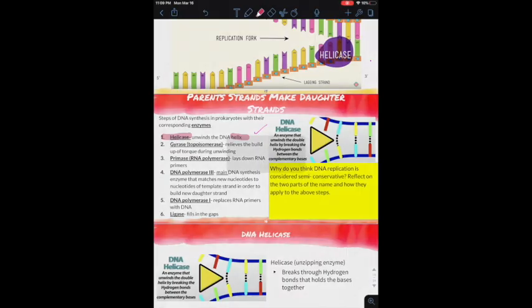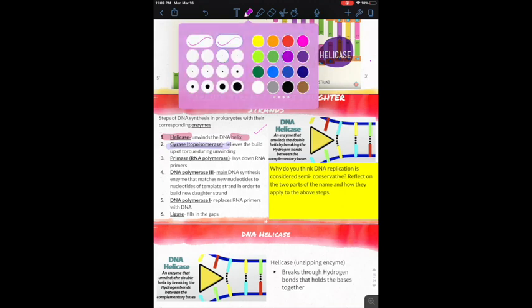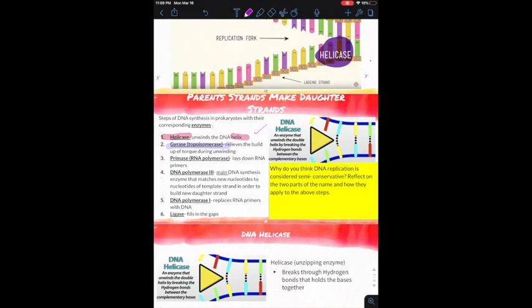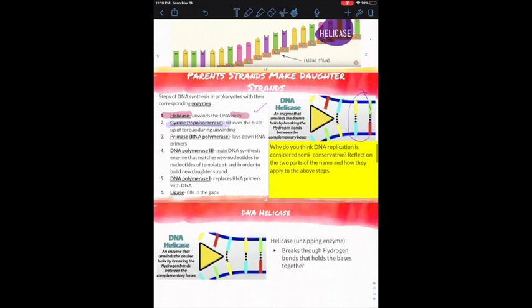The video also mentioned gyrase, and that's going to relieve the buildup of torque during the unwinding. So that was the enzyme that prevents the supercoiling of the DNA, right? Topoisomerase is the umbrella term for a couple of different types of enzymes. The one specifically for DNA replication is called gyrase.